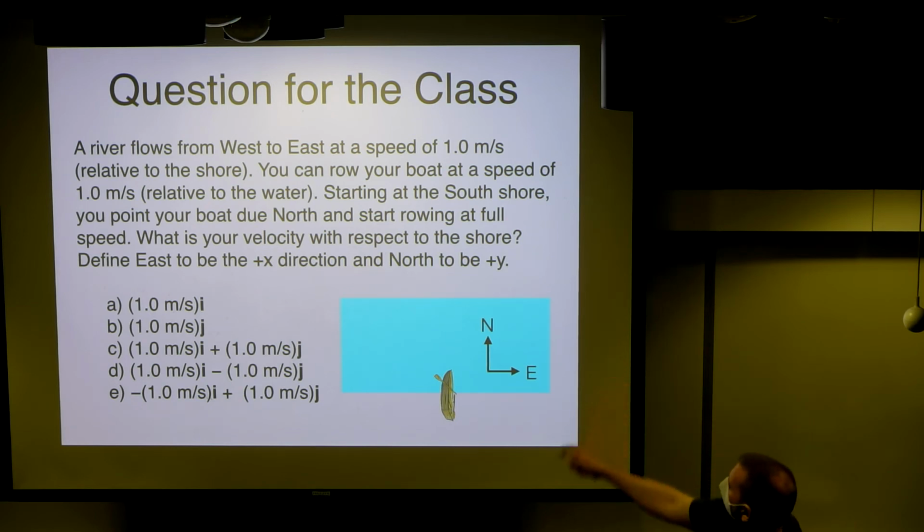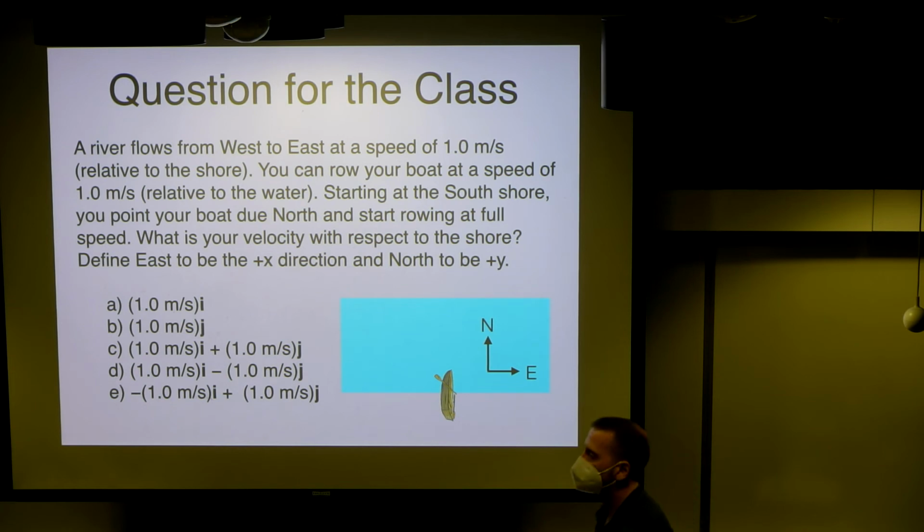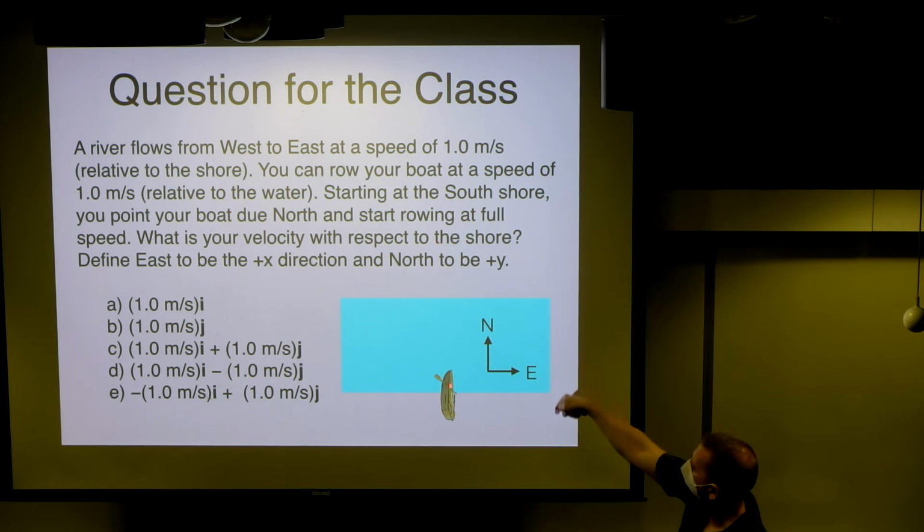Let's say that you're capable of rowing your boat at a speed of 1 meter per second. And what that means is relative to the water, you can row your boat at 1 meter per second. So let's say that you start here at the south shore. And you just point your boat due north and start rowing at full speed. The question is, what will your velocity with respect to the shore end up being in this case?